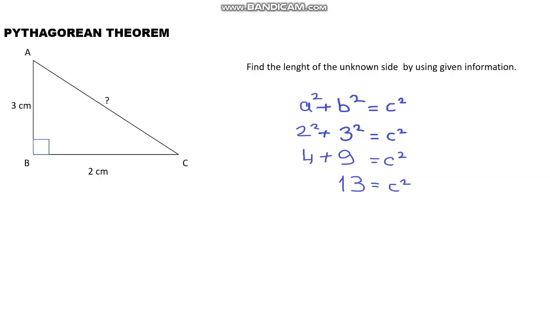First, we need to simplify the exponents. The inverse operation is taking square roots. So, the square root of 13 is equal to the square root of c squared, and c is equal to the square root of 13. It may be irrational or a decimal. It's okay. So c is the square root of 13 centimeters.